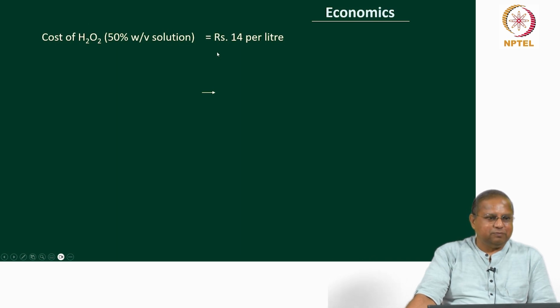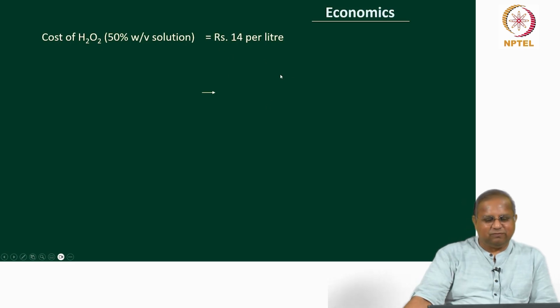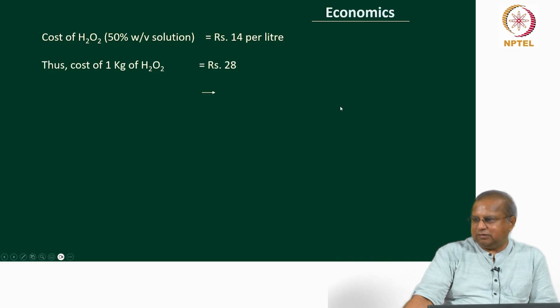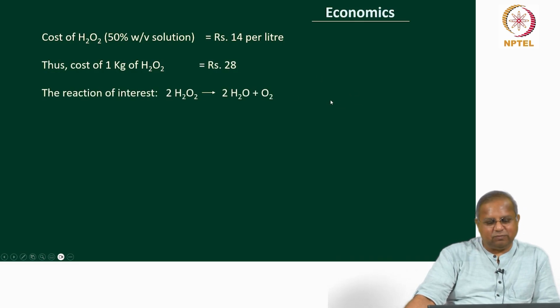That was 14 rupees per liter. I checked the cost during the pandemic, it went up to 35 or something like that, and then now, about a year ago, it was still 29 and things like that. Not too much, but you can figure out the various things. The cost of 1 kg is 28 because 1 kg of hydrogen peroxide is a 50% weight per volume solution.